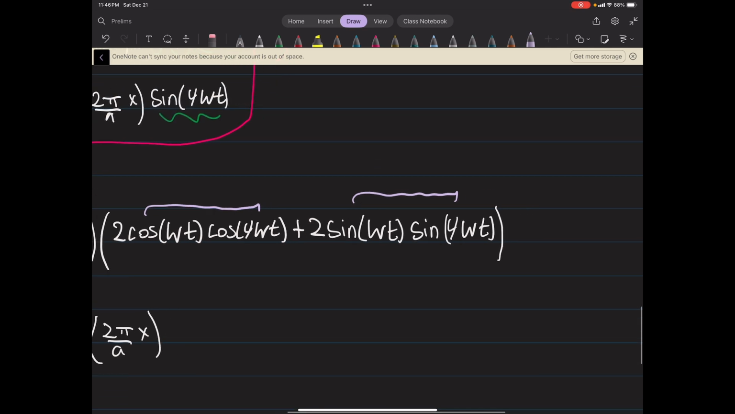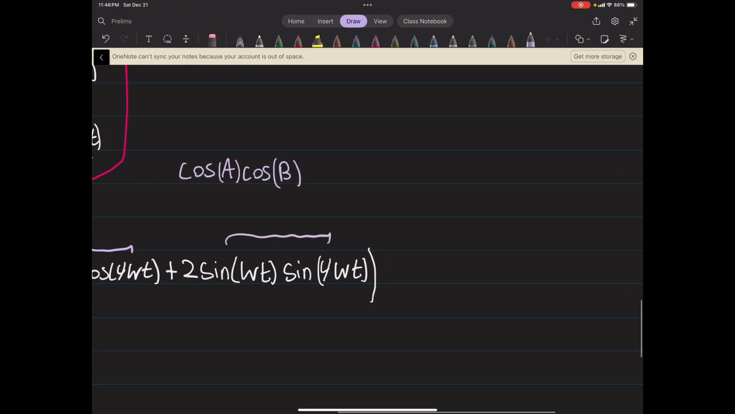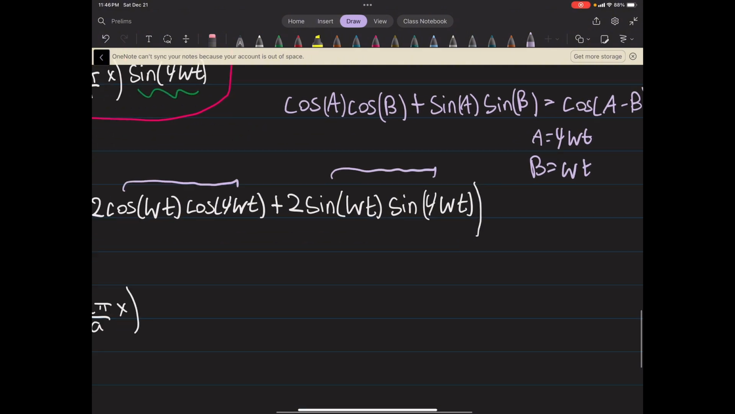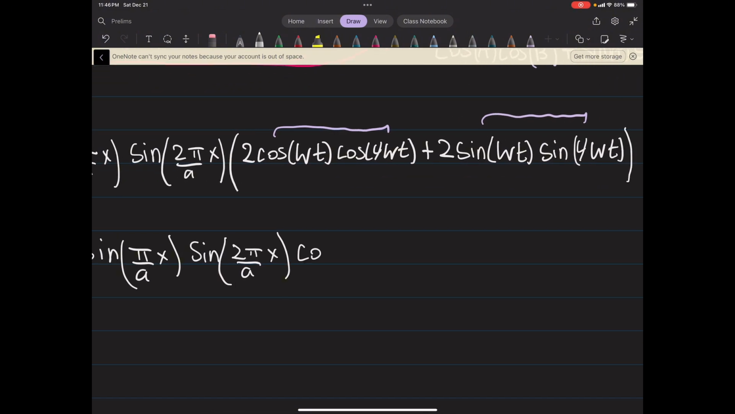Now there's a trig identity I want to bring to your attention, which is cosine of a, cosine b, plus sine a, sine b. Maybe you remember this one, maybe you don't, but this is equivalent to cosine a minus b. Okay, so a is equal to 4 omega t, and b is just omega t. So this whole thing actually just simplifies to cosine 3 omega t. Okay. So this is our modulus squared term. Awesome.